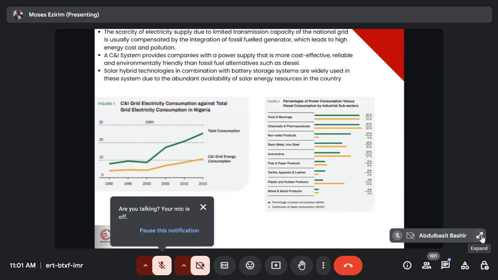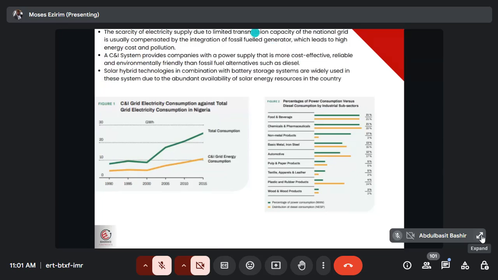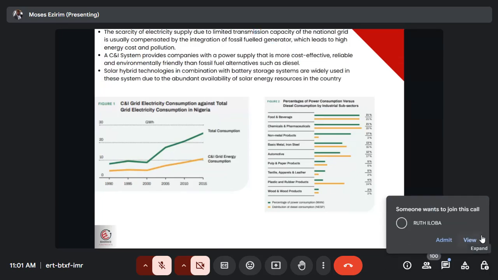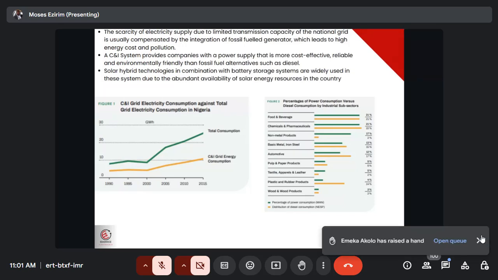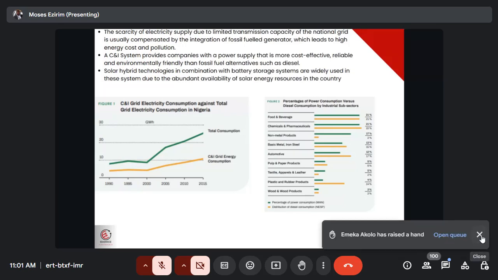Or let me ask you a question. As an investor, if you invest in a project, can you wait for 20 years before you start making your money? I need someone to give me an honest answer. Who can wait for 20 years before he starts making his money? Emeka, you can wait for 20 years? I mean, that's not possible. That's a lot.